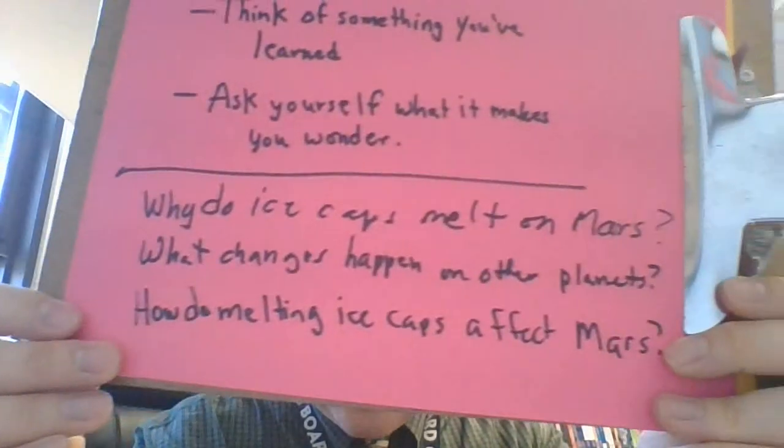I'm going to push myself a little bit more to think of one more question. Like, so what? So these ice caps melt on Mars. That must have an effect on Mars. How do melting ice caps affect Mars? Because it must matter. Stuff must happen. Like, where does that ice go? Maybe it affects the rest of the planet, right? So that's my third question.